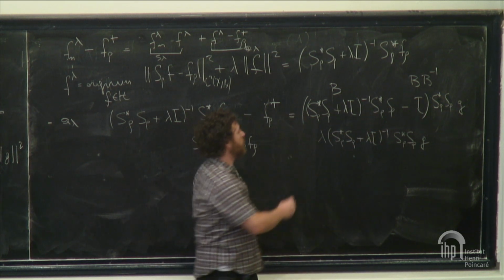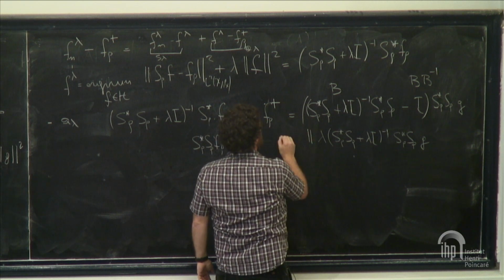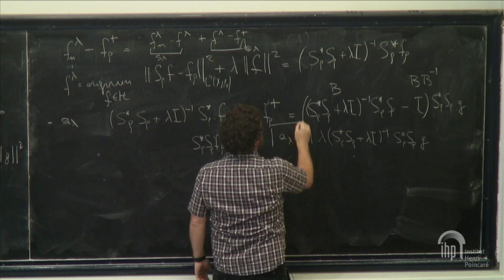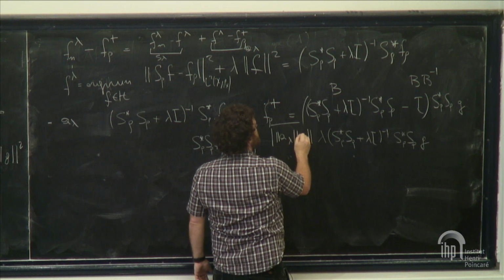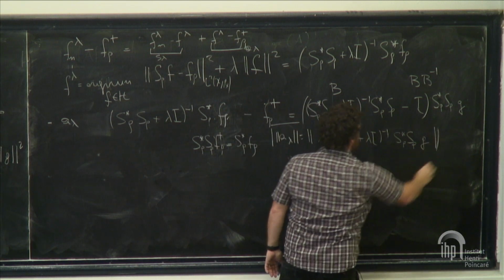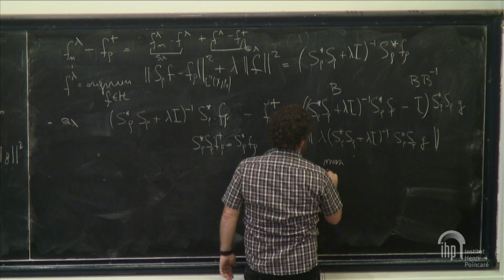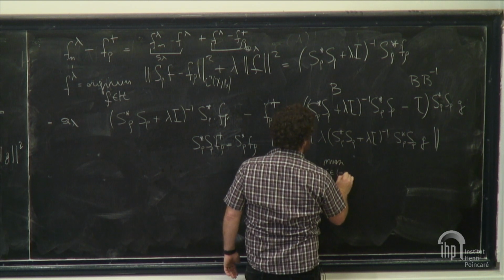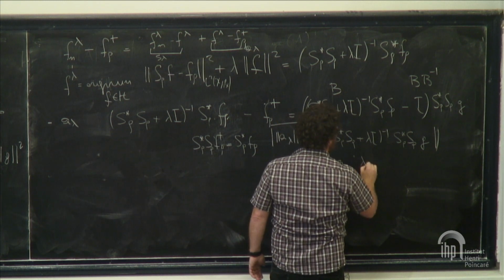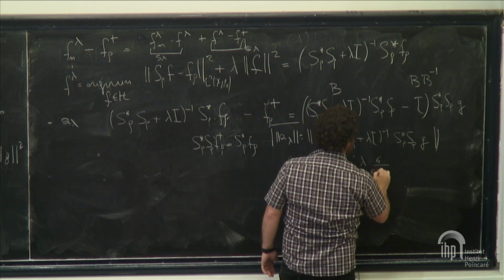The main point is that now you want to estimate the norm of this. So lambda is just equal to the norm of this. But now all you have to do is just estimate the maximum for sigma between 0 and 1 of lambda sigma divided by sigma plus lambda.